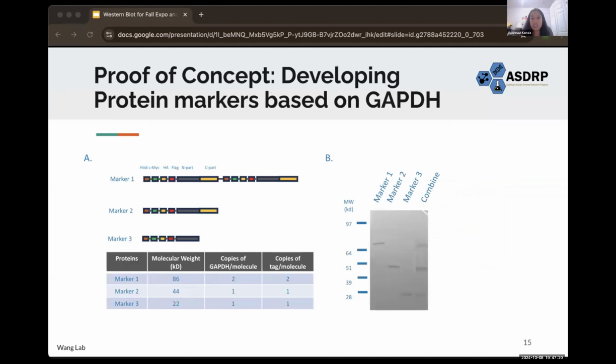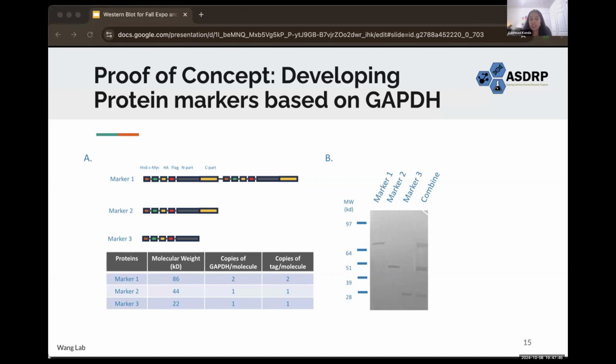To address these issues, we have developed and are currently testing a set of protein markers based on GAPDH that we believe show a clearer linear progression of intensity as the protein concentration increases. Figure A shows the design of 3 different protein markers, each with a histidine 6, c-MYC, HA, and FLAG epitope tag at the N terminal, which are amino acid sequences that primary antibodies can bind to.